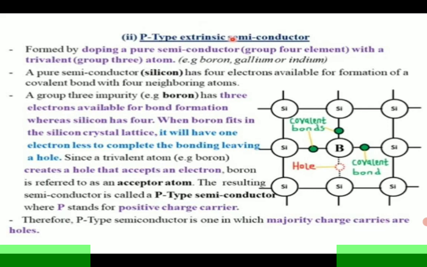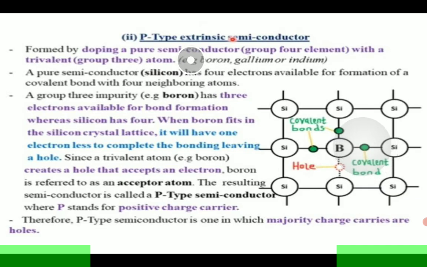Now, having explained the formation of an N-type extrinsic semiconductor, let's look at how a P-type extrinsic semiconductor is made or formed. We mentioned that an N-type semiconductor is made by doping a pure semiconductor such as silicon or germanium using a pentavalent atom such as phosphorus.